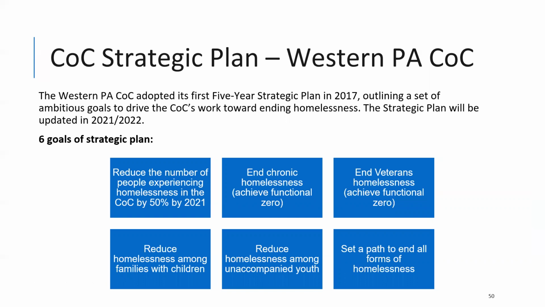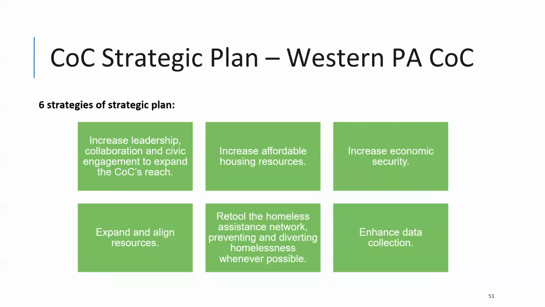The 6 goals of the strategic plan were: reduce the number of people experiencing homelessness in the CoC by 50% by 2021, end chronic homelessness, end veterans homelessness, reduce homelessness among families with children, reduce homelessness among unaccompanied youth, and set a path to end all forms of homelessness. The CoC is making progress on these goals, but still has a way to go. These are very, very ambitious goals.